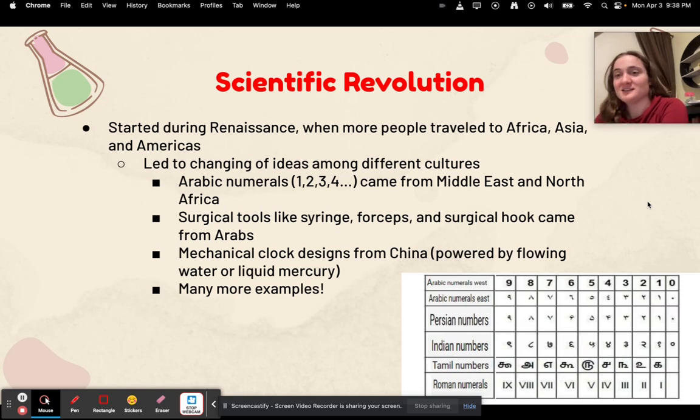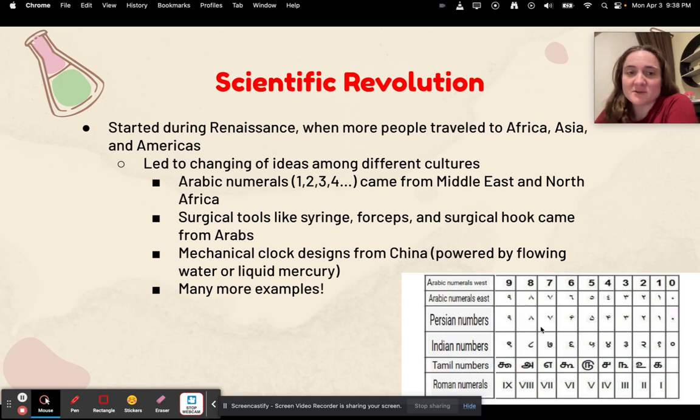It's really interesting to look at the numerals around the world in pre-modern times. So you can see here are the Arabic numerals in the West. So we've got 9 through 0 here. And then you can compare how different cultures wrote the symbol for that number differently or similarly to the ones that we see today.